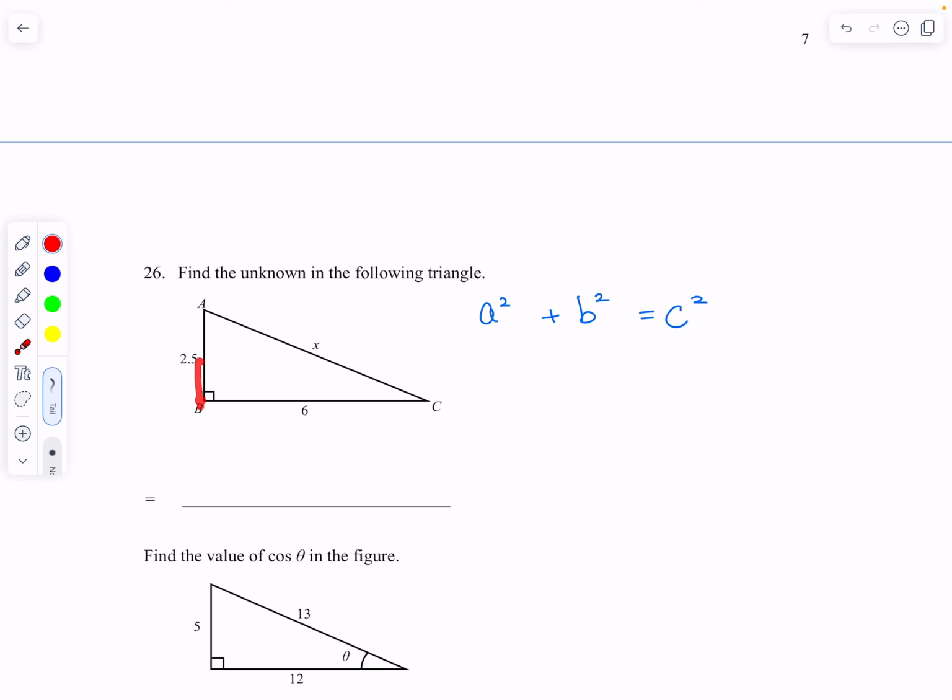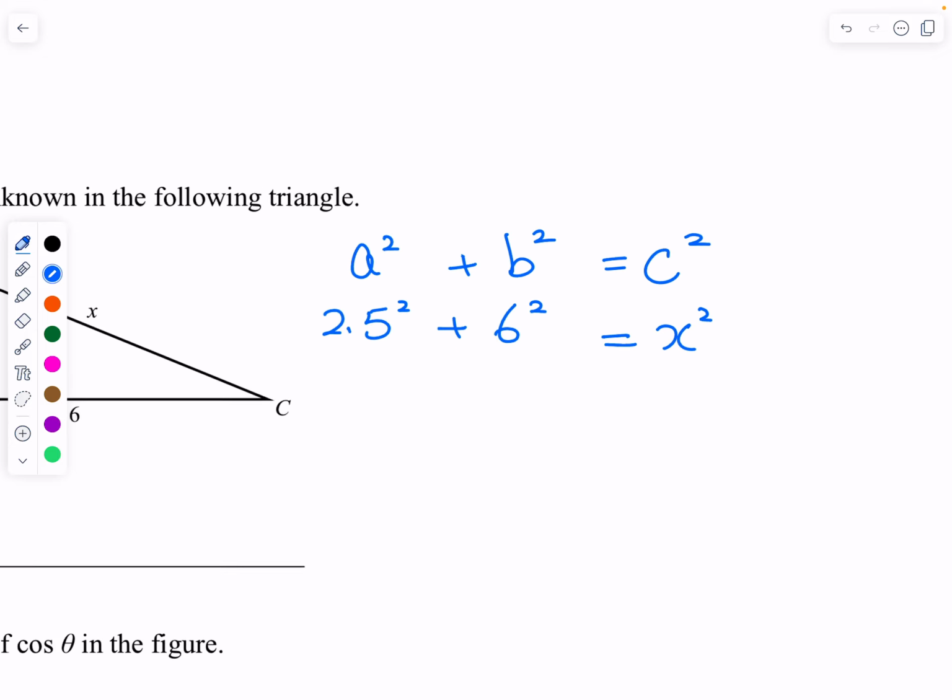What is A and what is B? A or B matlab the 2 lines next to the right angle. So the 2 lines are 2.5 square plus 6 square equals to C square. C matlab the longest line x. अभी x लिखा हुआ तो आपने भी x लिखना इधर. And then what is 2.5 square? And then what is 6 square? And then can you add them up?